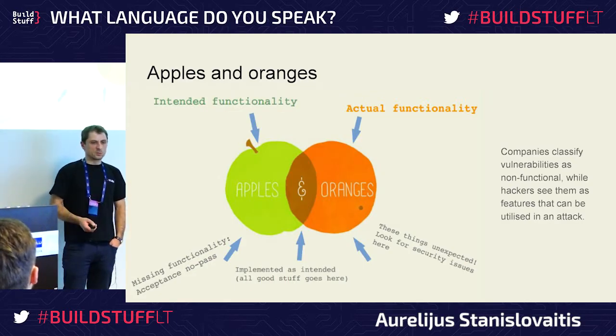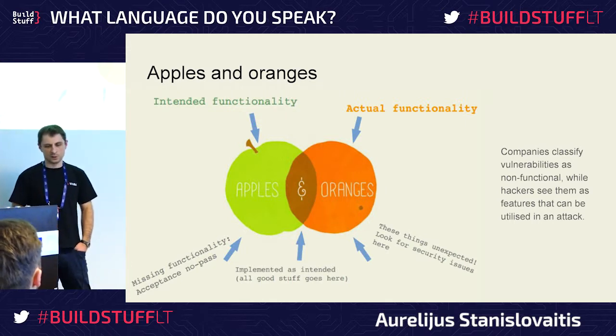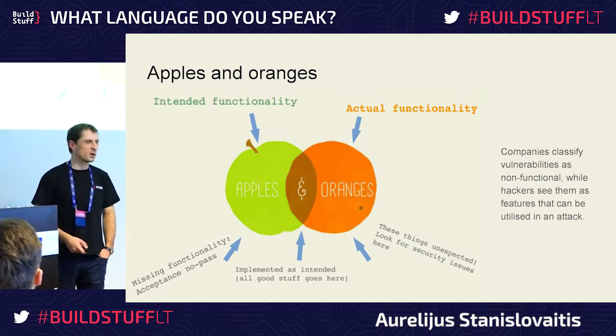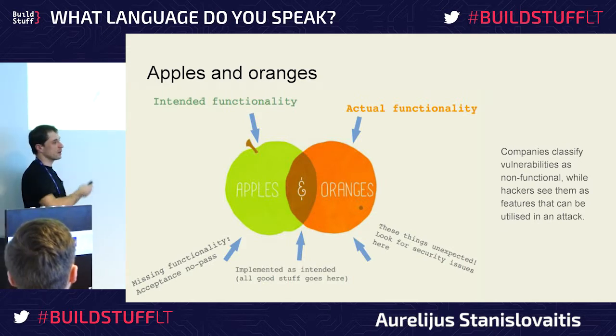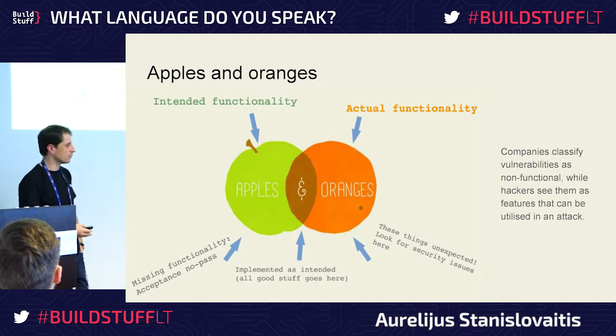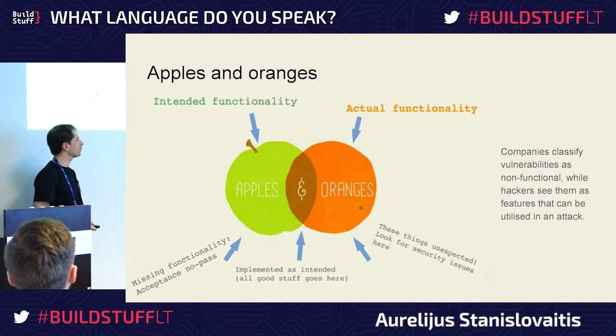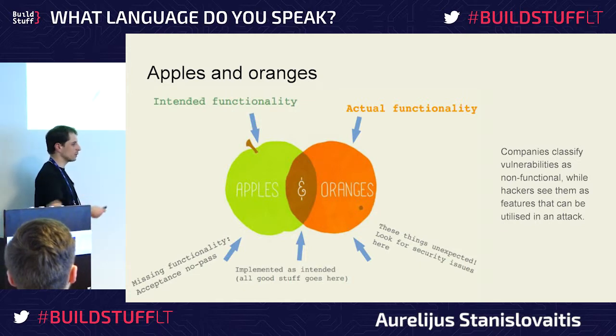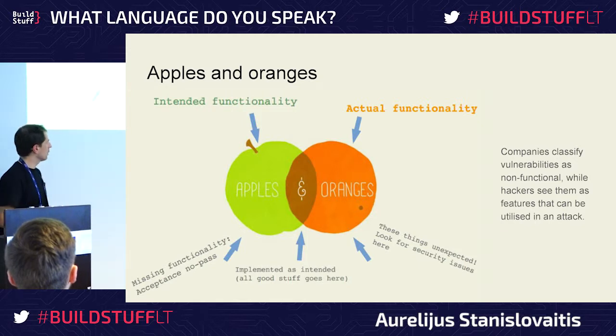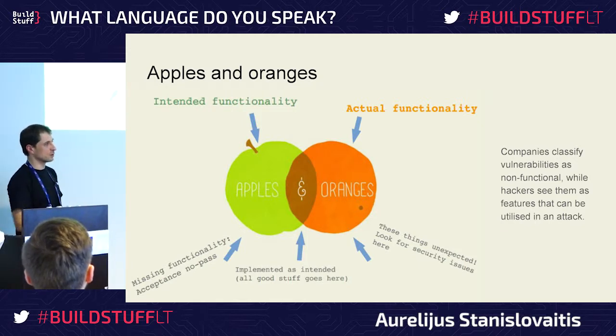So I've mentioned exploration, and exploration is the key here. You probably have seen that many times now. Green is something the customer wanted, and green is intended functionality. Now, orange is the actual implementation. That's what the developer implemented. And this part which overlaps, so this is the good part.